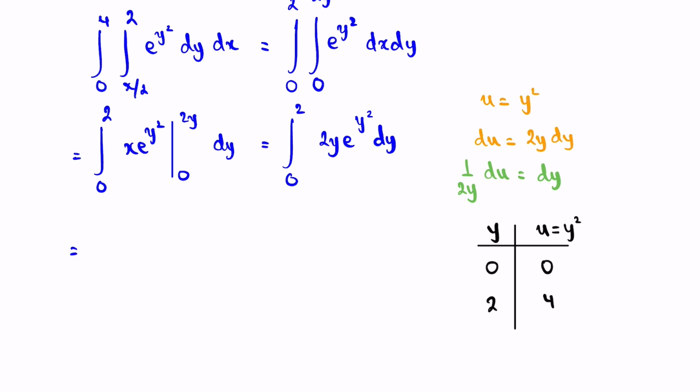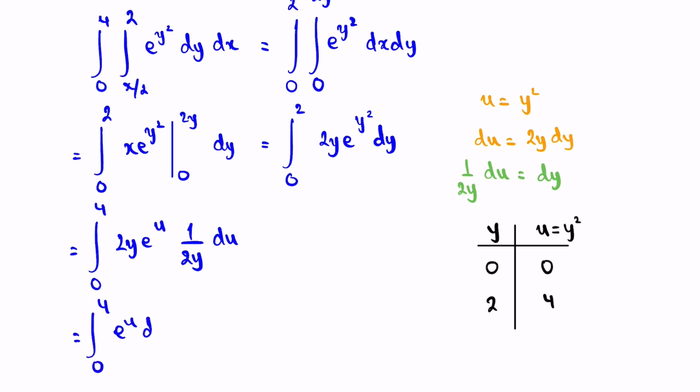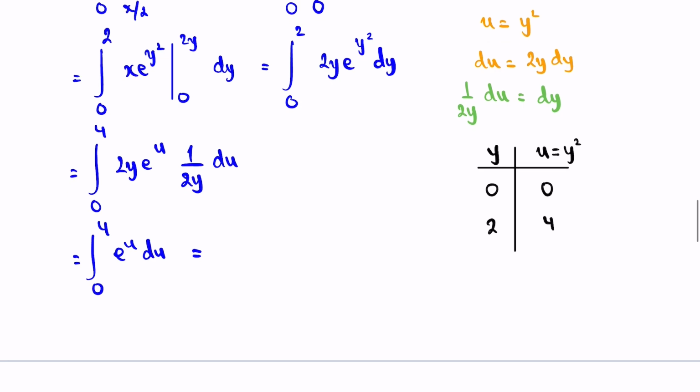Now the integral becomes the integral from 0 to 4, instead of 0 to 2, of 2y e to the u, because y squared is equal to u, and dy is now equivalent to 1 over 2y du. And as you can see, the 2y cancel out, and you're left with the integral from 0 to 4 of e to the u du. And the antiderivative of e to the u is just e to the u, evaluated at 0 and 4. So you get e to the 4 minus e to the 0, or this is e to the 4 minus 1.